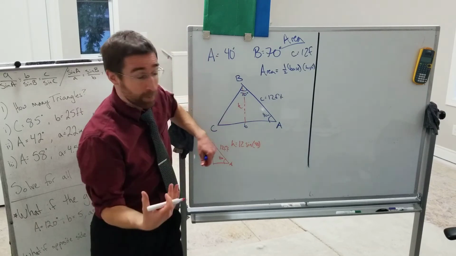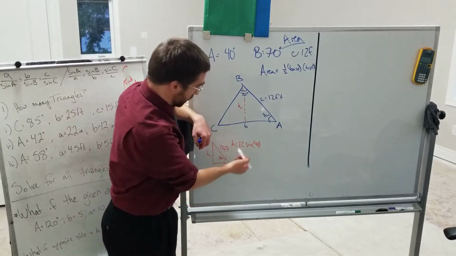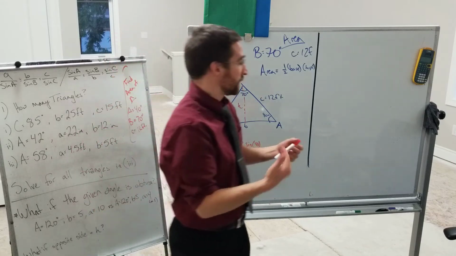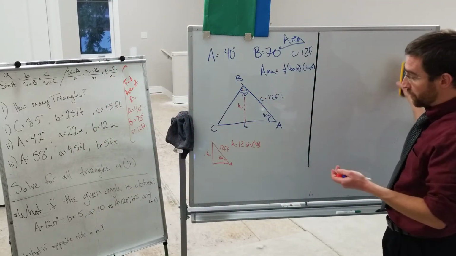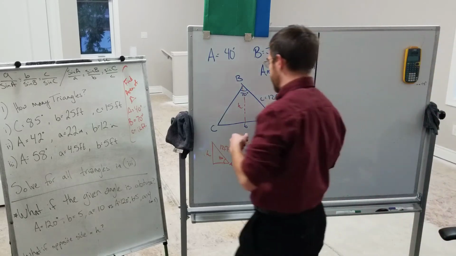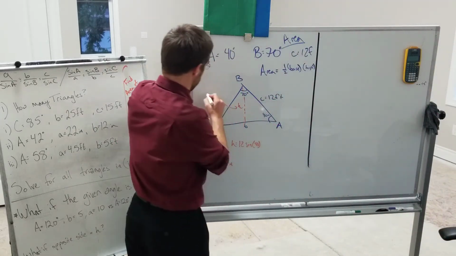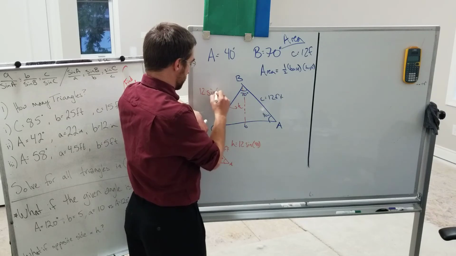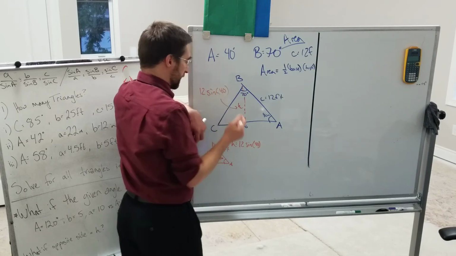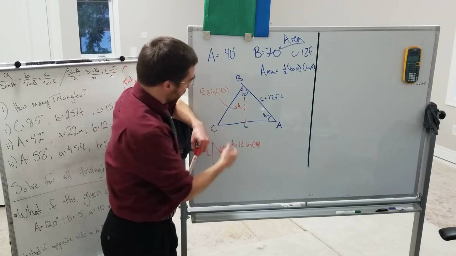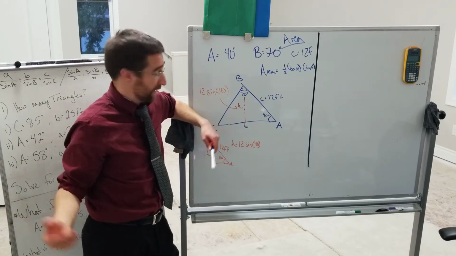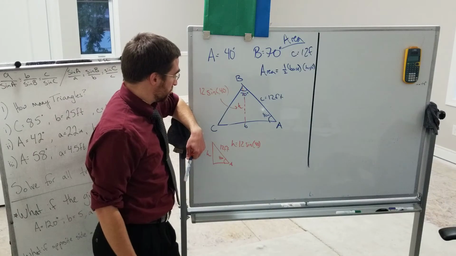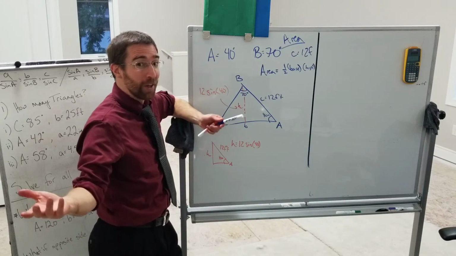Same thing that we did in the previous problems. It would be H over 12 equals sine 40, multiplied by 12. I'm going to keep it exact rather than approximate: H is 12 sine 40. I want to get the exact answer, or as close as I can. So 12 sine of 40 is my height. Now I've got to find out what b is. How could we do that? Well, law of sines.